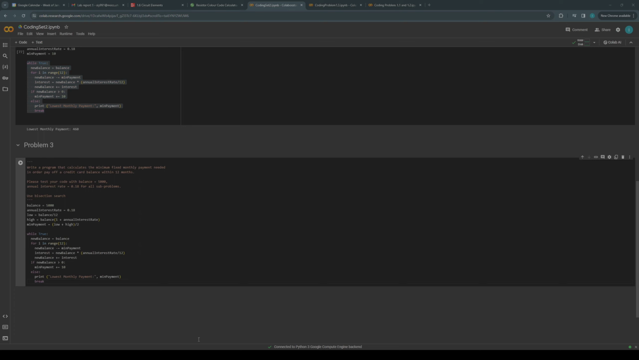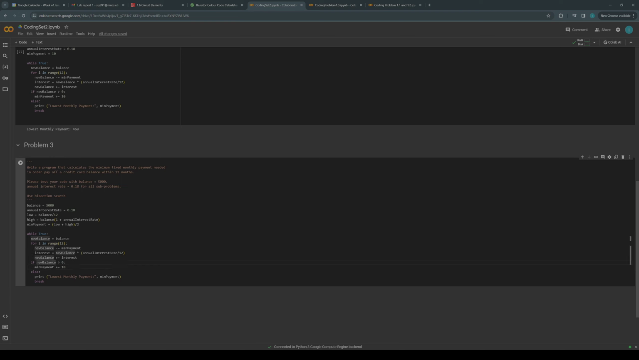So definitely each time we're going through that while true loop, new balance is going to be equal to balance. And then we're also going to be using that same for loop where we're going to have new balance minus the minimum payment. And then we go ahead and add that interest onto it. So now this is where bisection search gets pretty interesting.